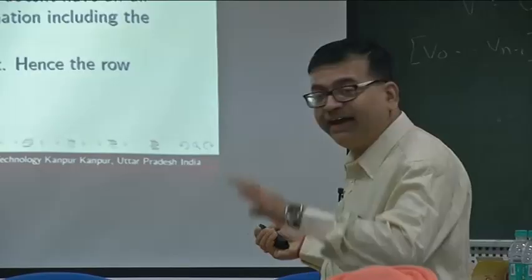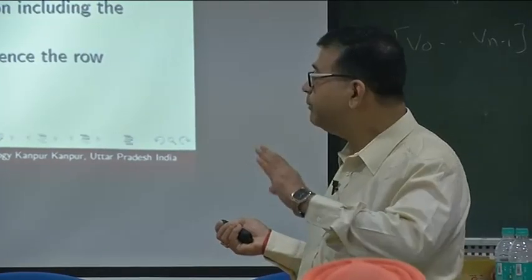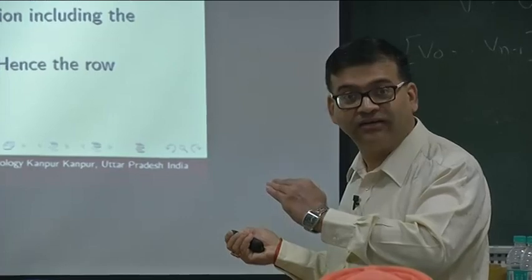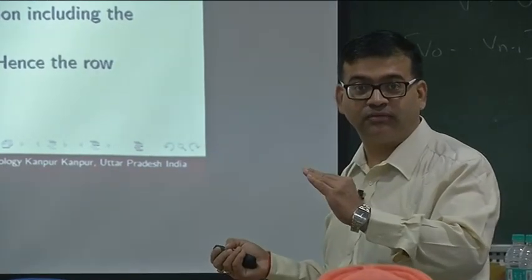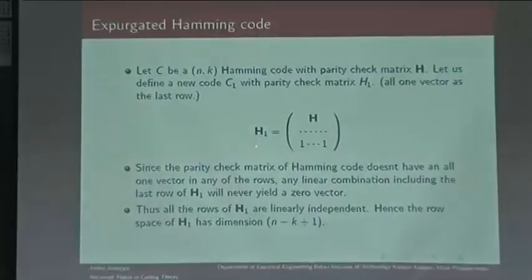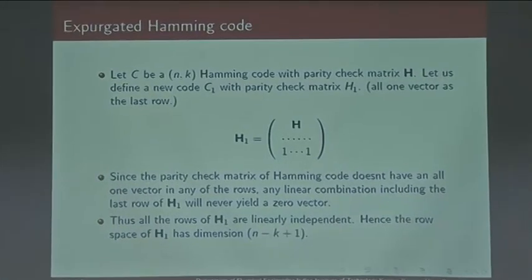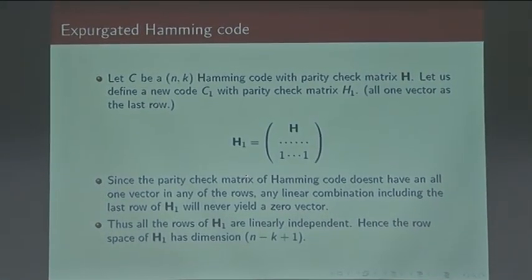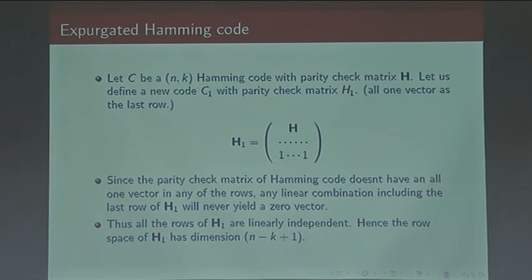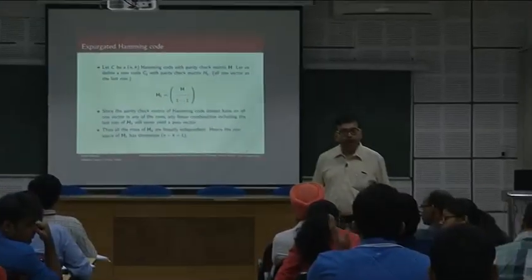Yes, this H has minimum distance 3. I am saying the new code H1 has minimum distance 4. I am not saying H has minimum distance 4. So I am saying H1 has exactly 4. Then it should have 4 columns which add up to 0, right?